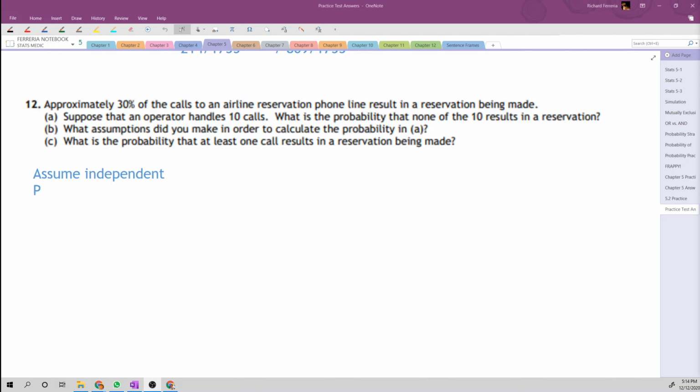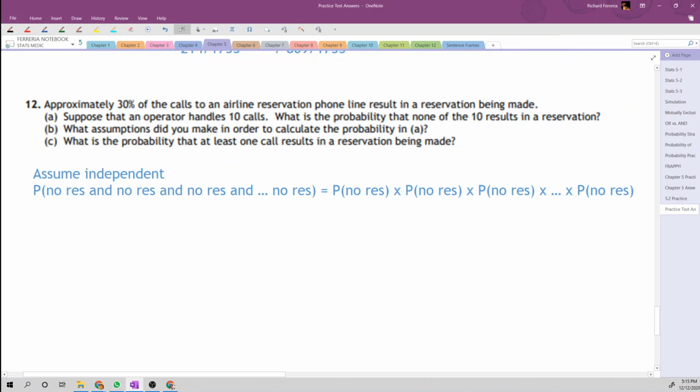Now, we've done a few problems like this already, so I think we're going to go through this a little bit quickly. We have to assume independence to start off with. If we want to know the probability that none of the 10 calls result in a reservation, it's the same thing as multiplying the probability of not getting a reservation on each of the calls. Each of the calls are independent, or we're assuming they're independent, so we can just multiply those probabilities together.